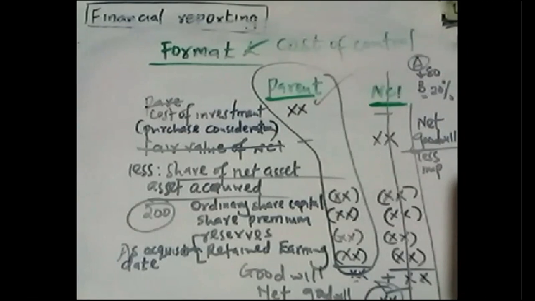Bernard, then we move to Winston. Any question concerning goodwill? Any question? Or any inputs concerning what we are doing?